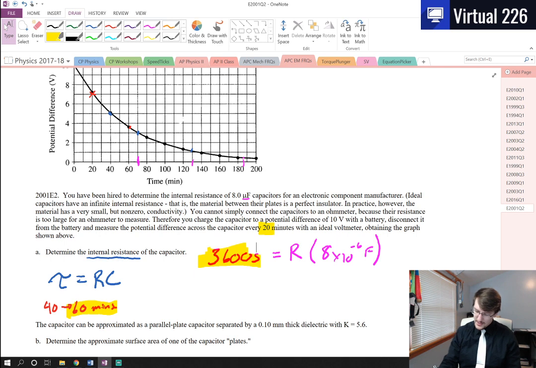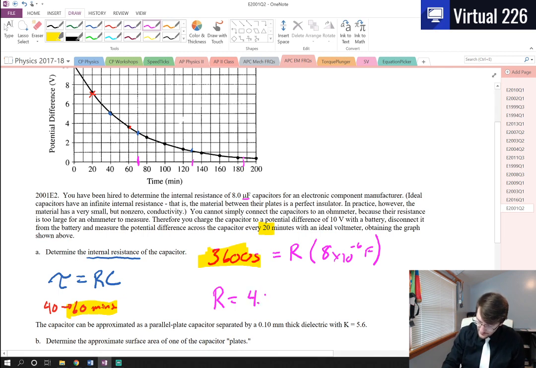So let's see. If we take 3,600 divided by 8 times 10 to the minus 6, we get an R value of about 4.5 times 10 to the 8th. And that's resistance, so it's in ohms. Woo!